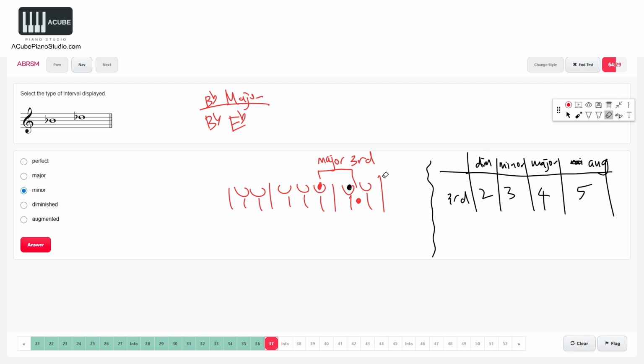Let me erase this. Now we are going to count semitones. This is the second method. This is where I start, this is where I am. So it's 1 semitone, 2 semitones, 3 semitones. Based on 3 semitones, it should be minor. So therefore the answer is minor.